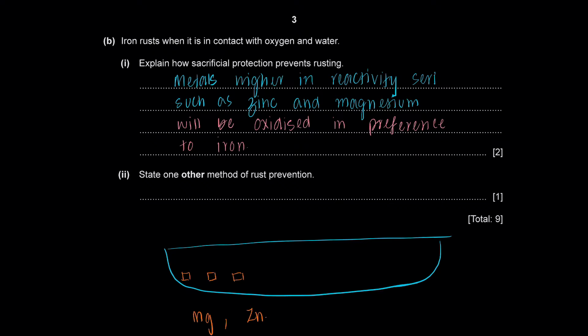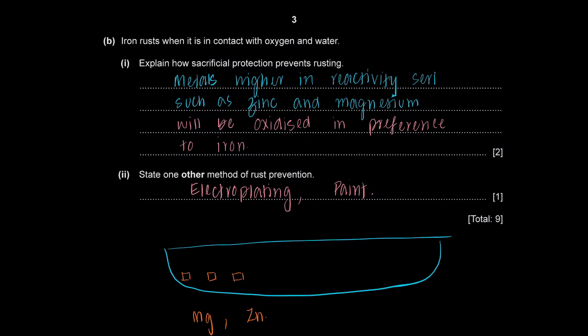State one other method of rust prevention. Now this is a little confusing. They want another method of rust prevention that does not involve sacrificial protection. Some people might say galvanizing, and that's kind of hard to understand from this question. What you could do is prevent the iron from getting in contact with water. The best way to do that is coating it completely. So you can say electroplating, or as we most commonly see, you can even paint iron. And that prevents it. You see a lot of metal gates are just painted.